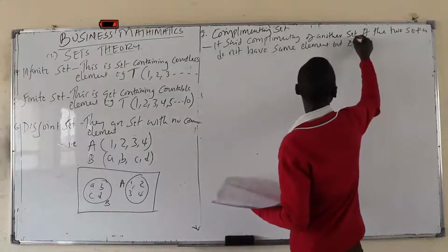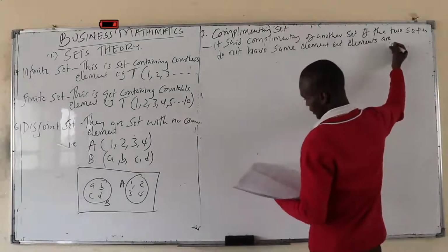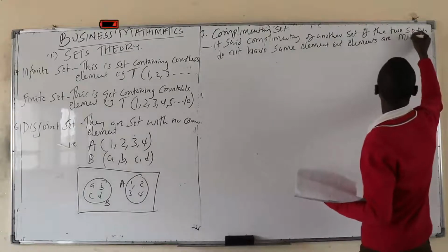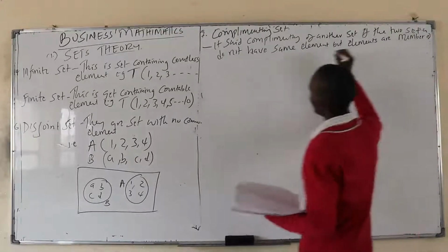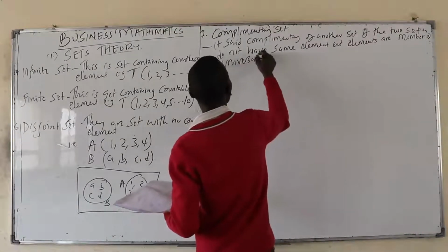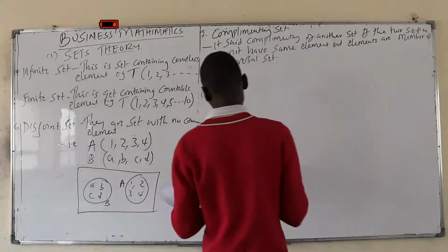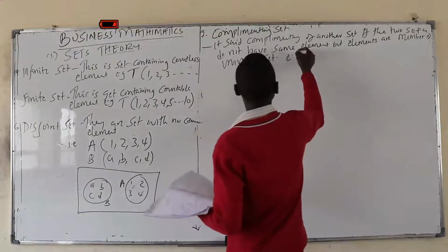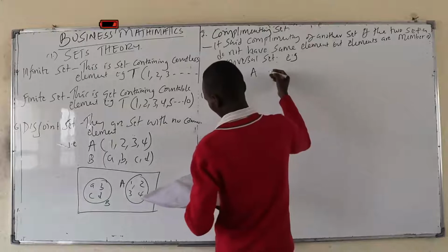When you are drawing disjoint sets, they always appear like this. You have two sets, subset A maybe here and subset B here. So B contains A, B, C, and D, while this one contains 1, 2, 3, and 4. Those are the ones we are calling disjoint sets.